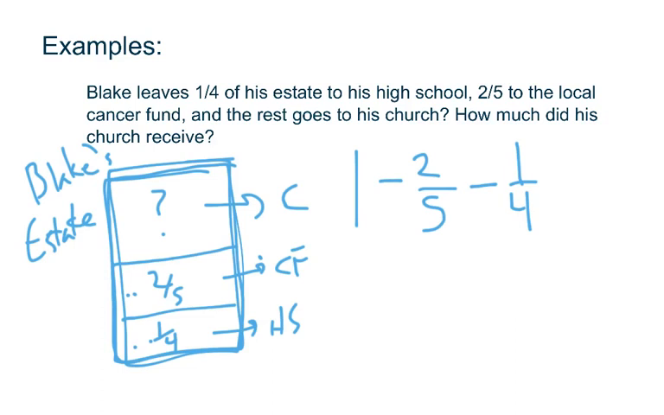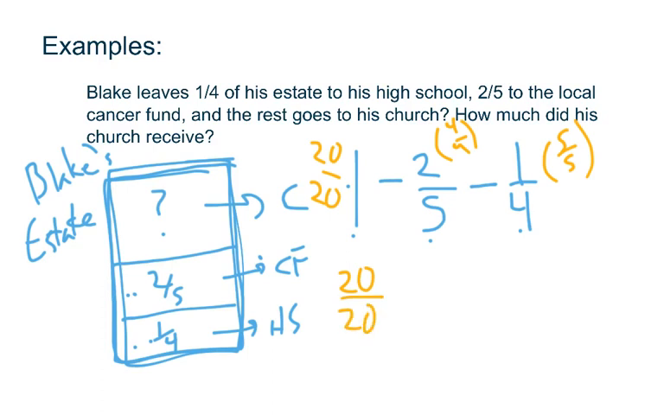And so what I'll need to do here is get a common denominator. And so I'm looking at a common denominator of 5, 4, and 1. And that's going to be 20. So I'm going to have to multiply my 1 by, I'll do this in a different color here, 20 over 20. My 2/5 is going to get multiplied by 4 over 4. And my 1/4 will be multiplied by 5 over 5. So 20 over 20 minus 8 over 20 minus 5 over 20.